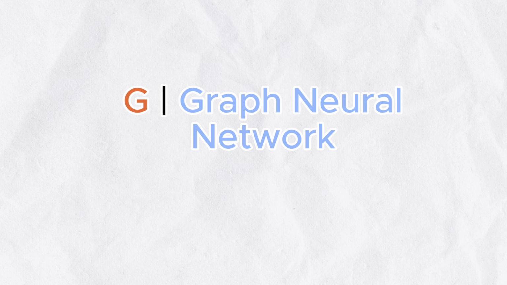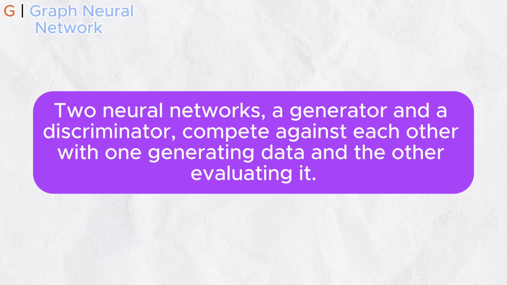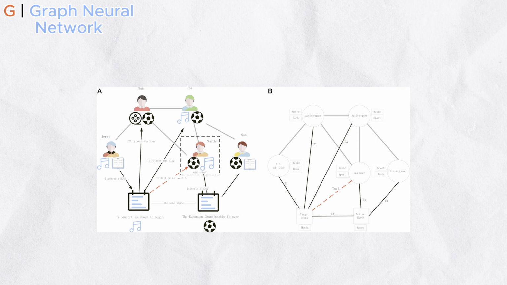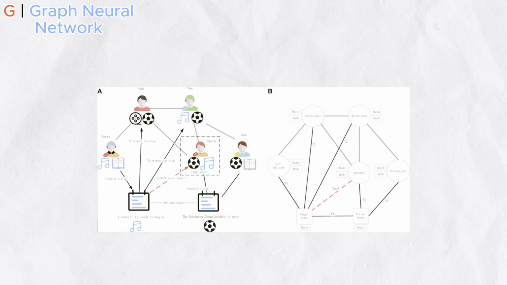G for graph neural network. Graph neural networks are a type of neural networks designed to operate on graph structured data, allowing them to capture relationships between entities or nodes. Graph neural networks are used in social network analysis to predict the likelihood of friendships based on shared connections.